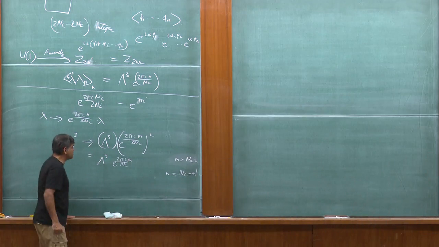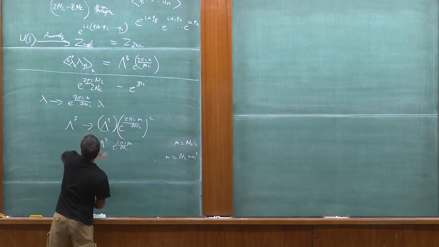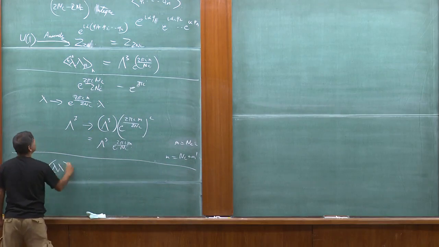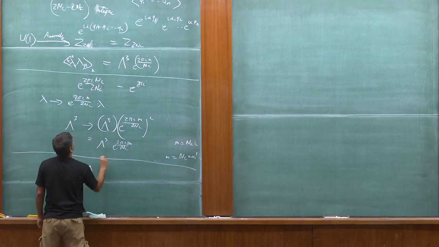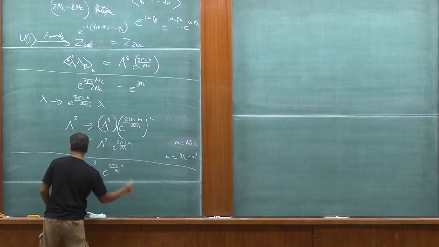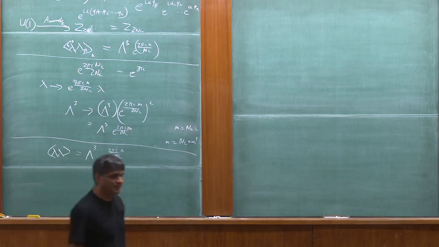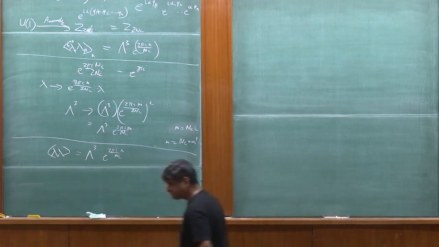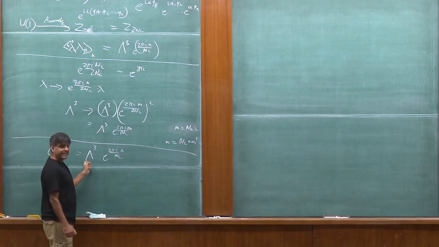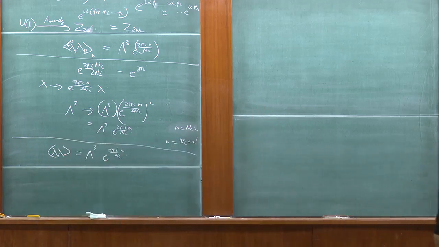So let's go back to where we were. We are rewriting that equation. So we had lambda lambda, I'm not writing the indices now, equal to lambda cubed times e to the power 2 pi i n divided by NC. Now, let's look at this from another point of view, just for satisfaction. The other point of view is by rewriting this lambda in terms of the bare scale and the cutoff.